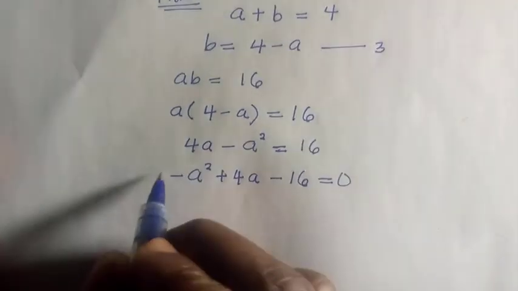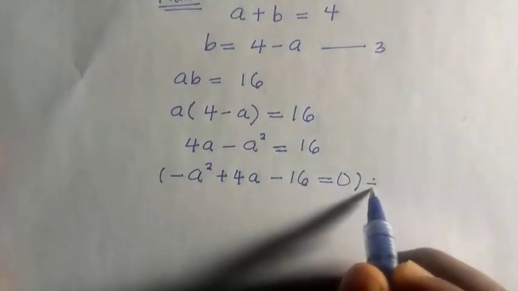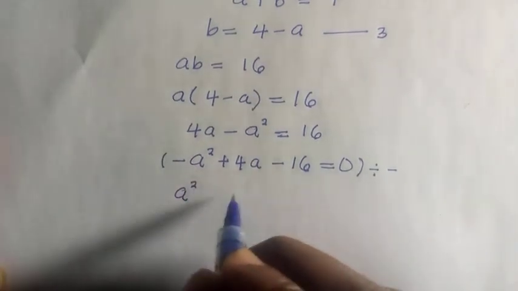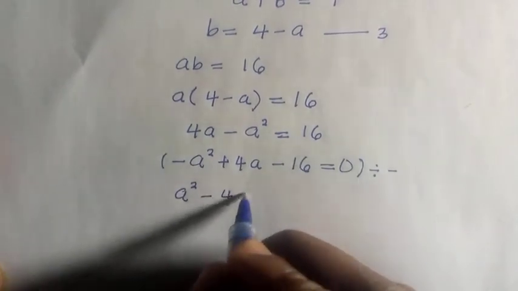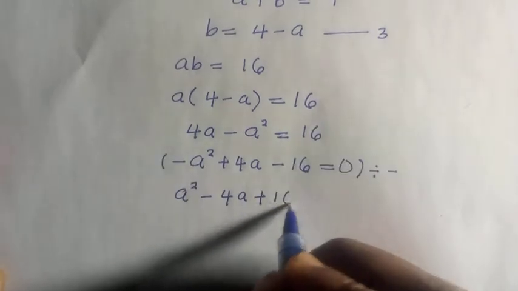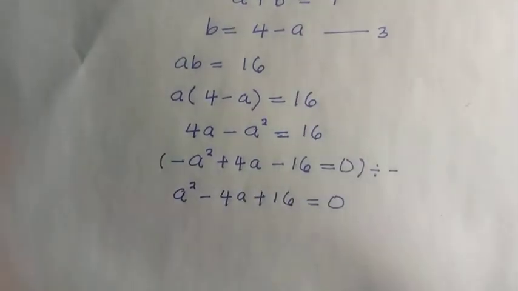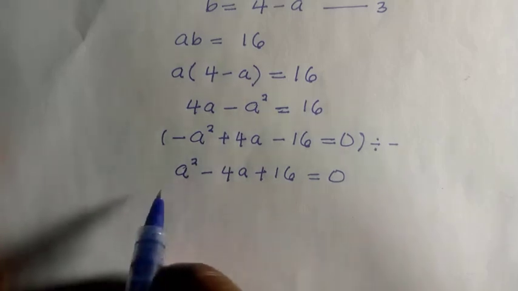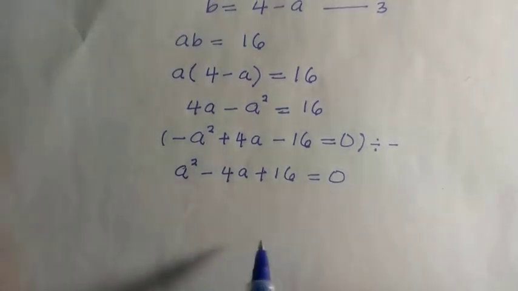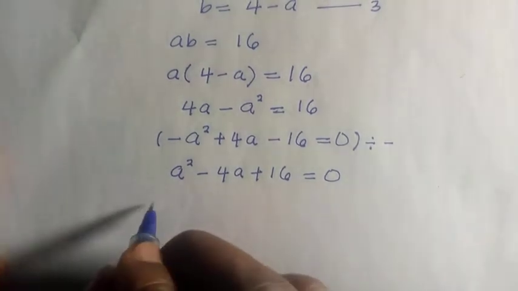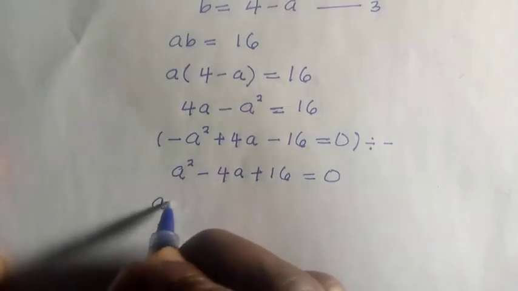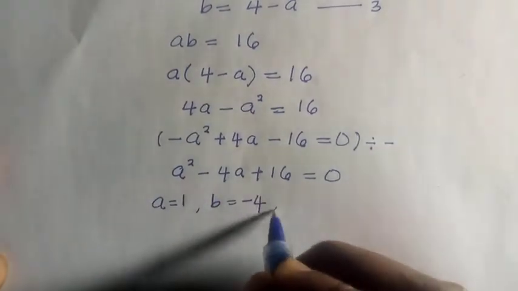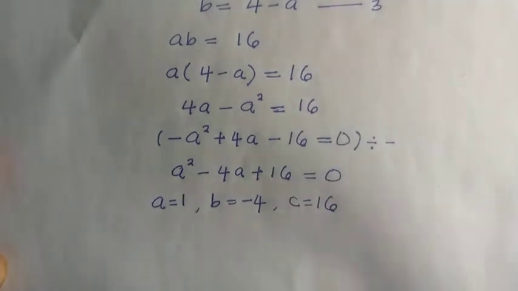Next, suppose I divide this by minus. When we divide this by minus, we get a squared, and also minus 4a, so this one becomes plus 16 equals 0. So here is a quadratic equation, which we are going to solve quadratically to obtain the value of a. To do that, let a be the coefficient of a squared, which is equal to 1, and b the coefficient of a here, which is minus 4, and c, which is equal to 16.